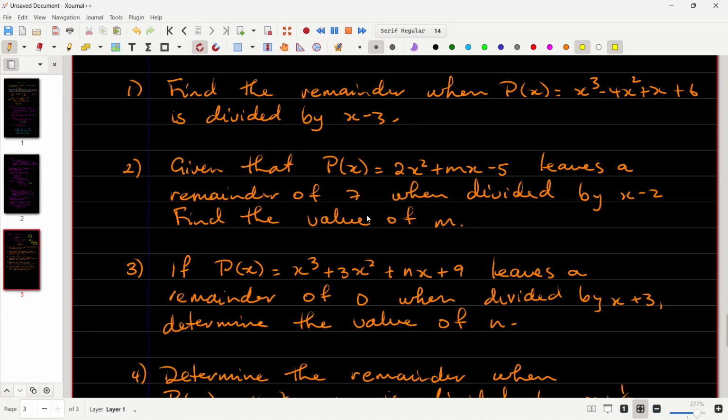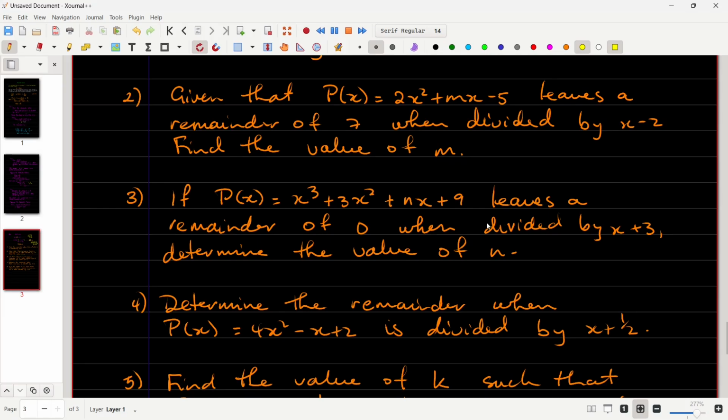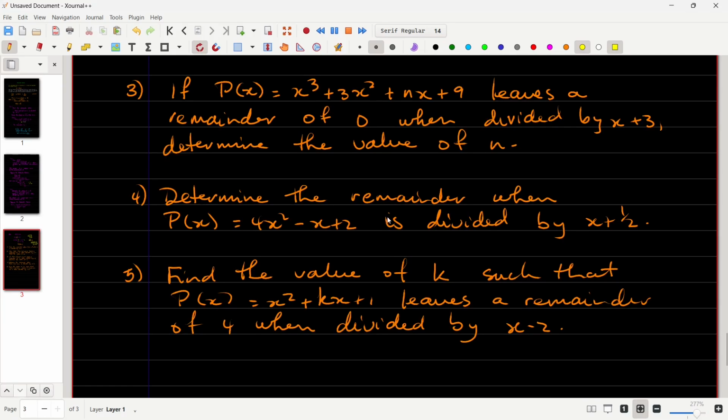And then number 3, it's the exact same thing as example number 3. Number 4, it's the exact same thing as example number 2 and example number 3. But in this case, we have a fractional value here, so you're going to get negative a half, and you're going to have to work with fractions to solve the problem. That shouldn't be too much of an issue.